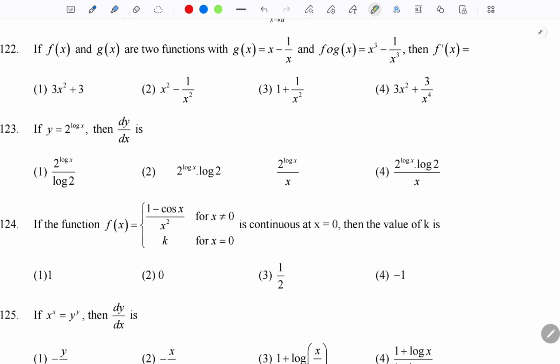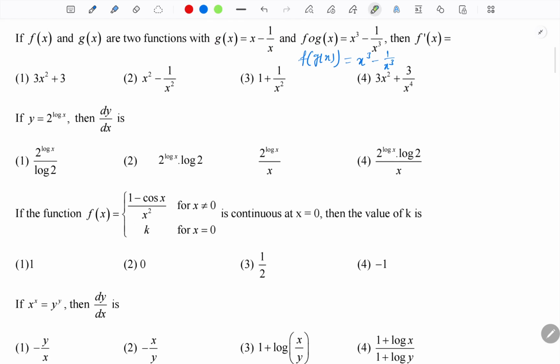Now what is f circle g of x? In general, f circle g of x is just a composition, right? It means f of g of x equal to x cube minus 1 by x cube. What is f of g of x? If you replace this one by x minus 1 by x, what you will get, we will see. I will write the solution here.